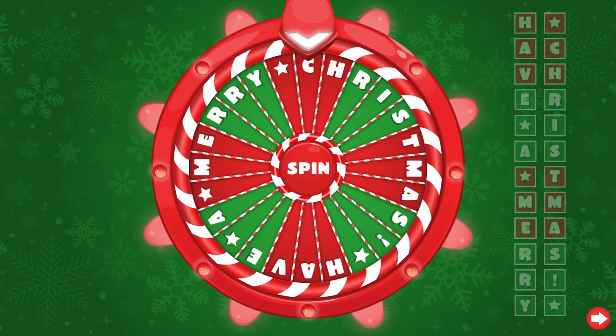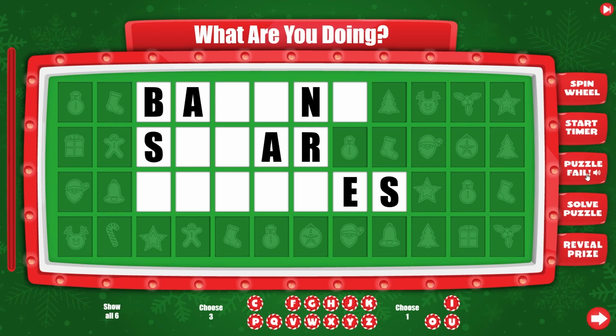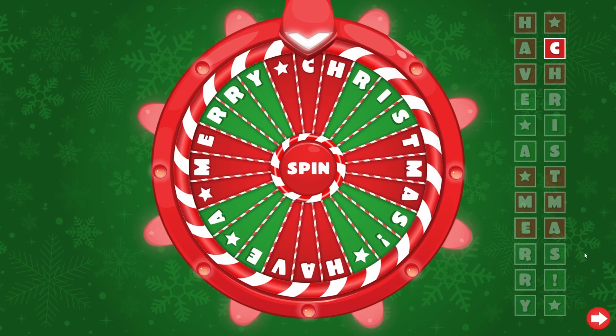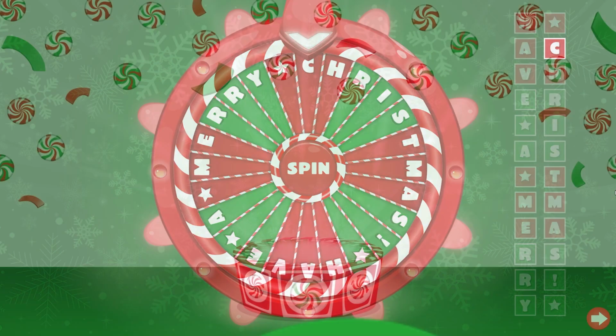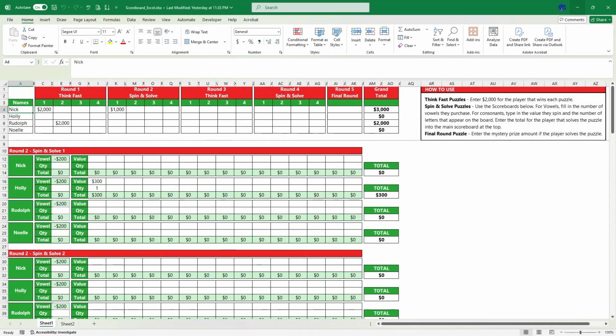For the final round, after they spin, you should click the matching card to the right. So for example, if they land on the C in Christmas, you would click the C button and it will light up. Click the arrow to go back to the puzzle. After the player completes the puzzle, you can click Fail or Solve to play the appropriate sound and then click the Reveal Prize button to go back to the wheel. You will click on the card you previously selected, which will still be lit up, and it will reveal the prize they either won or didn't win depending on if they solved the puzzle. If they solved it, you can type or write in that amount in the final round scoreboard.